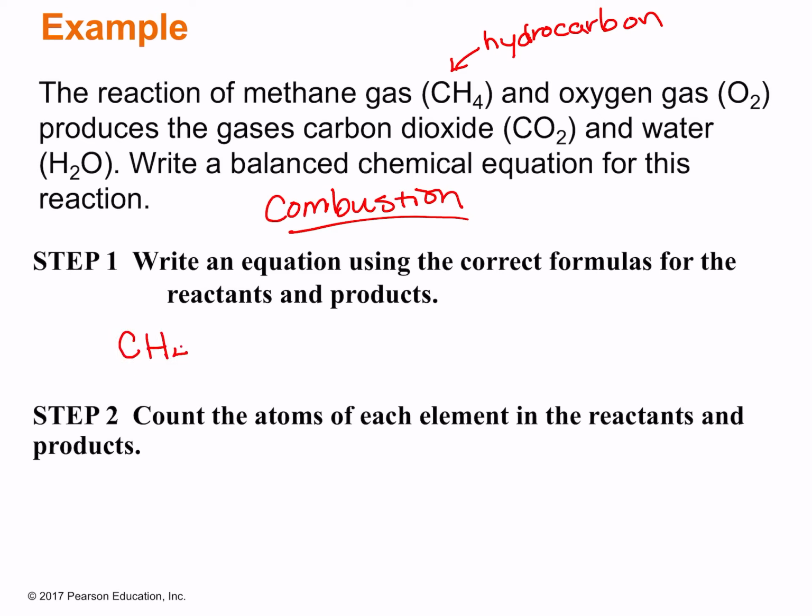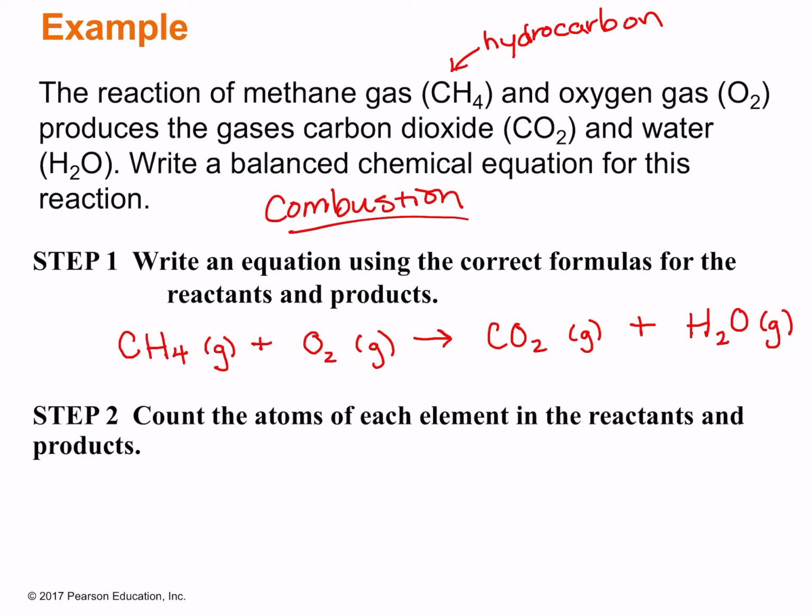So we have CH4, and we talked about states of matter last time. We're going to start including them here if you know them. So CH4 is a gas, reacts with oxygen gas, which it tells us is O2, to produce the gases carbon dioxide and water. So it's telling us both of those are gases. Okay, so that would be how we write this.